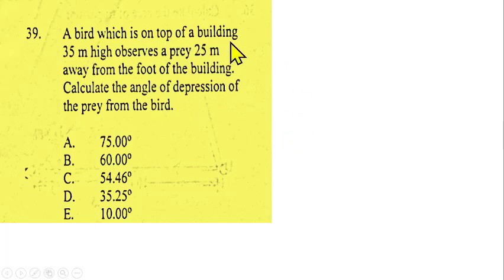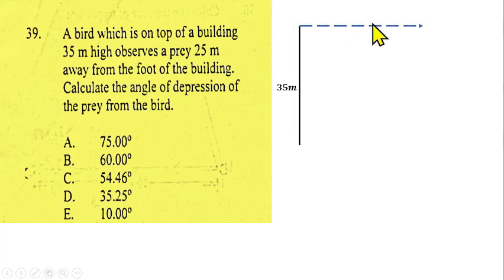Question number 39 is on angle of elevation and depression. A bird which is on top of a building 35 meters high observes a prey 25 meters away from the foot of the building. Calculate the angle of depression of the prey from the bird. So there's a building involved, and on top of the building there's a bird. The height of the building is 35 meters.